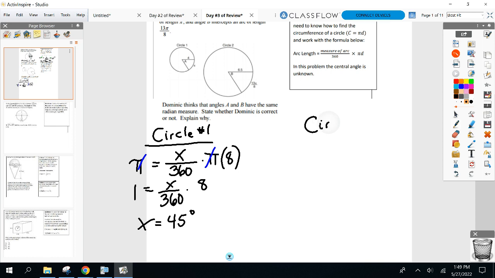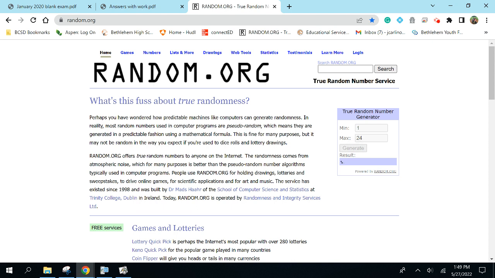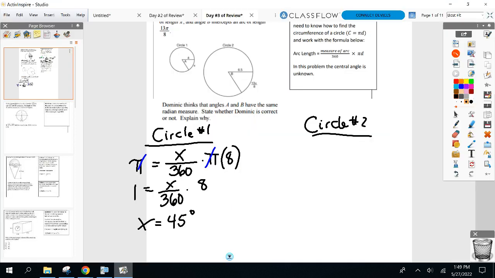Let's do the same thing with circle 2 now, using my arc formula. What's the arc length of circle 2? 13 pi over 8 equals x over 360 times, how about the diameter? Pi times 13. Yes, pi's will cancel out.